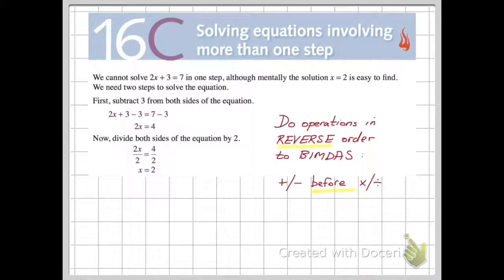What you need to know is that when we're solving equations, we're really working backwards. So it actually makes sense to do the operations in reverse. Now, normally in BIMDIS you would do multiply and divide before add and subtract, but when you're solving equations you do add and subtract before you do multiply and divide.